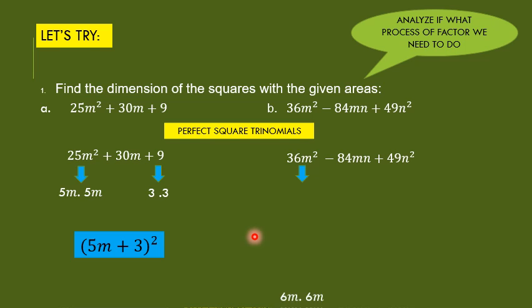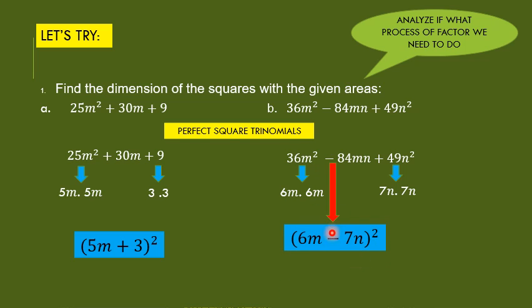For 36m squared, we have 6m times 6m. For 49n squared, we have 7n times 7n. So check the middle term. The sign of the middle term is negative. Now we have 6m minus 7n squared. We need to use the negative sign. Or we can write it as 6m minus 7n times another 6m minus 7n.